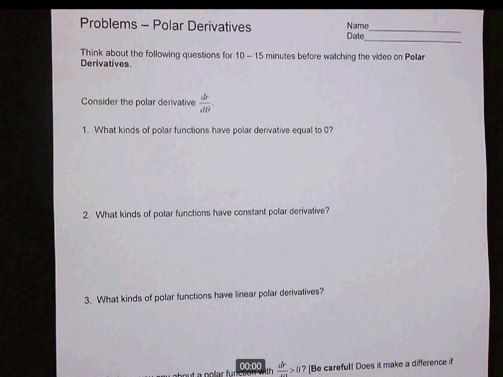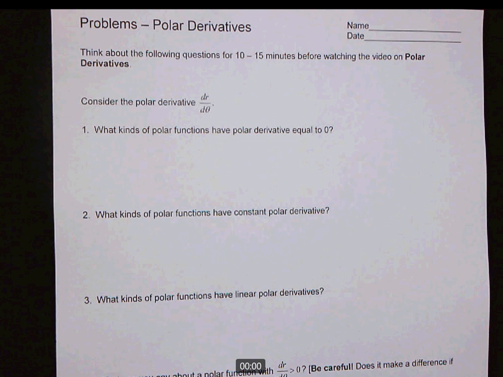Hi everyone. Let's talk a little bit about polar derivatives, and in particular the derivative dr d theta. So we've talked about things like dx d theta and dy d theta, finding horizontal and vertical tangents. We're thinking of polar there as a particular parameterization. But what does dr d theta mean? It turns out it has a very nice interpretation.